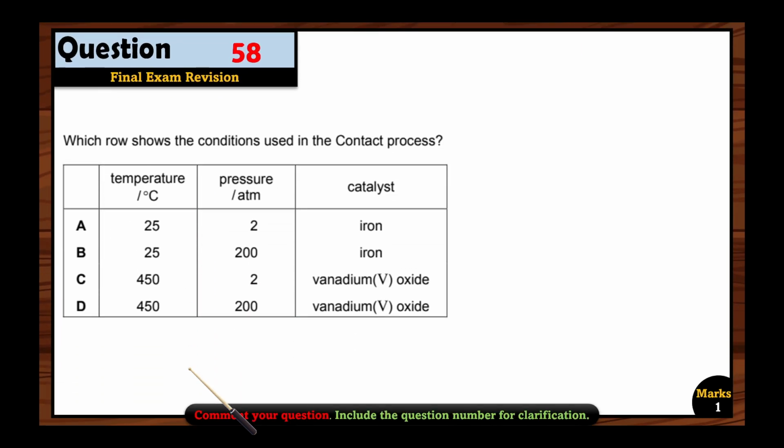58. Which row shows the conditions in the contact process? Again, the same question, but the pressure is 2 atmospheres. Yes, temperature is 450, and vanadium oxide. If it is written 200 here and here it is written kPa, then this option would be right. But they ask you the pressure in atm, so be very careful when you look at the question in the exam. If it's atm, then it will be 2, and if it is kPa, then it will be 200. So option C is the right option.